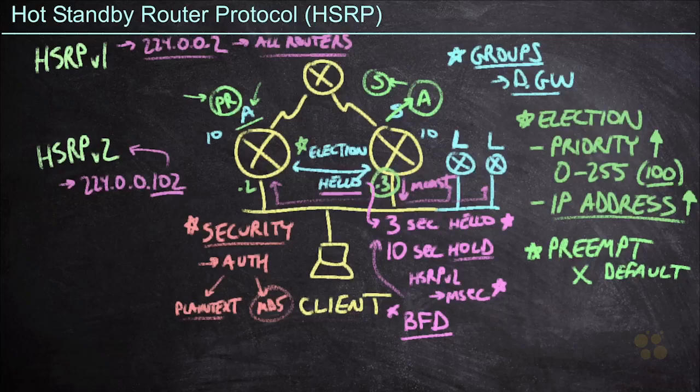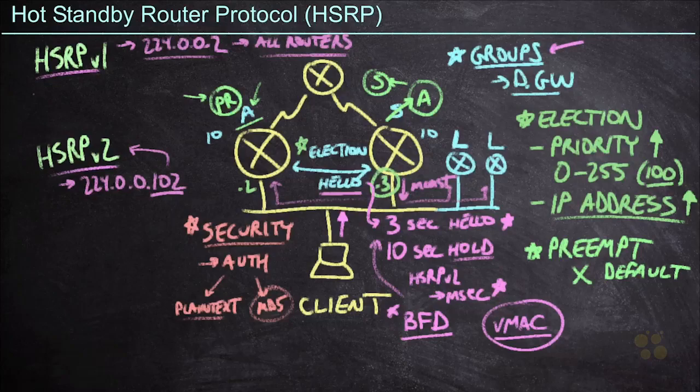Now, for better or worse, we have one more piece of information that we're going to have to memorize in all of this, and that would be those virtual MAC addresses that we discussed earlier. Remember, when the client is sending information towards an HSRP managed default gateway, the destination MAC address will always be a virtual MAC address. And that virtual MAC address is determined by two things. First of all, the HSRP version 1 or version 2, and second of all, the group ID.